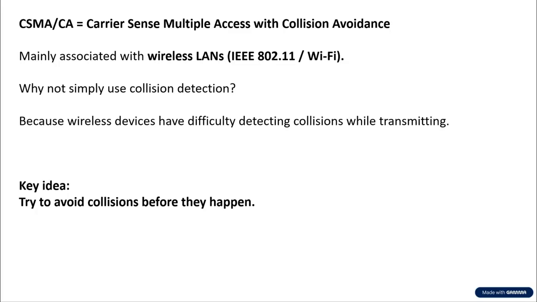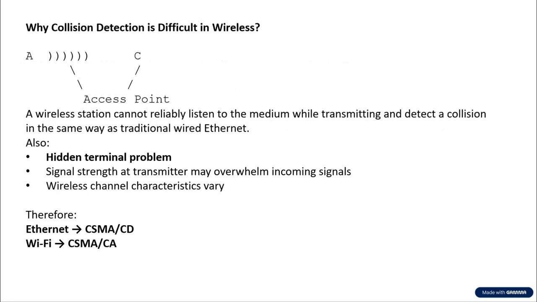So CSMA/CA stands for carrier sense multiple access with collision avoidance. This is mainly associated with wireless LANs. Why not simply use collision detection? Because wireless devices have difficulty detecting collisions while they transmit. It is impossible for them to monitor collisions while they transmit. So try to avoid collisions before they happen. So CSMA/CA proactively tries to avoid collision before the collision happens. That's the key takeaway.